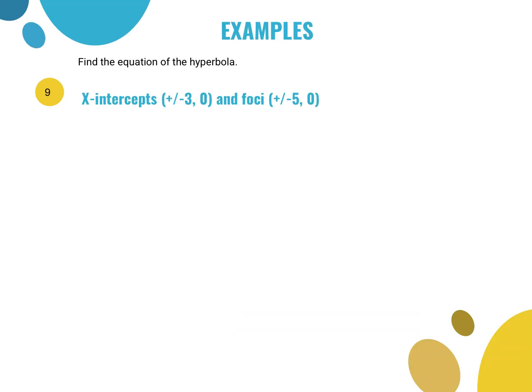All right. So let's look at this one. Now I have x-intercepts at ±3, 0. Now, whoa there, right? This one's a little bit different. We haven't talked about x-intercepts. But we do know that we have foci at ±5. So 1, 2, 3, 4, 5. 1, 2, 3, 4, 5. All right. That means I know it's going to open in that direction. I know it's going to be a left and right hyperbola. And I also know that my center is at (0, 0). Right? It's always between the foci.